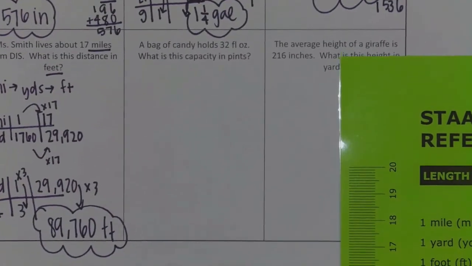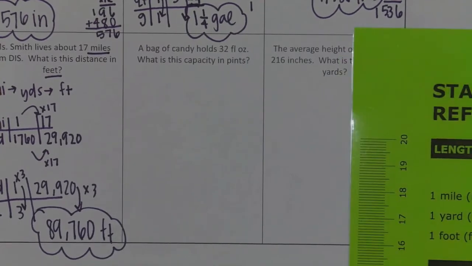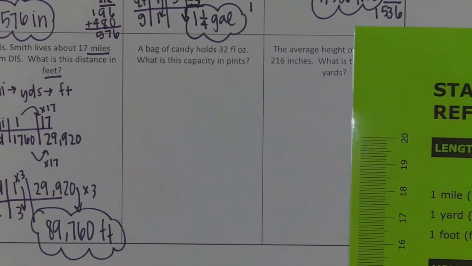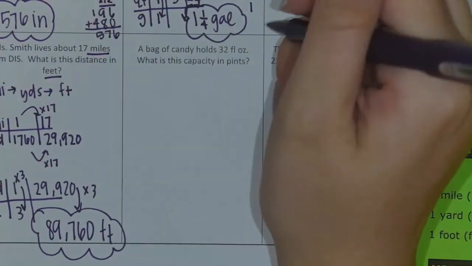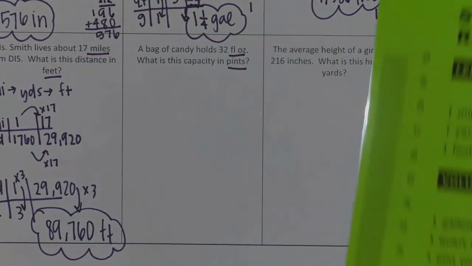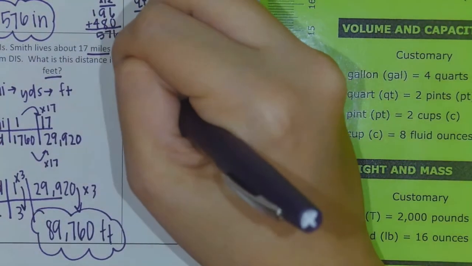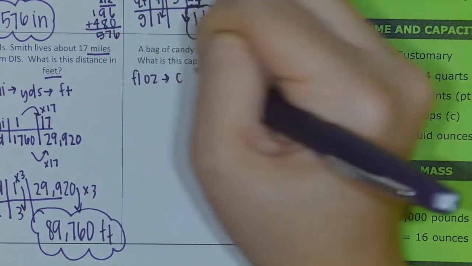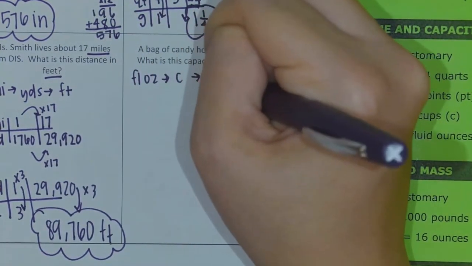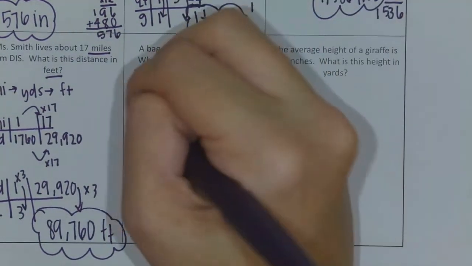All right, our next one says a bag of candy contains 32 fluid ounces, and I want to know what this capacity is in pints. So my best friends that I'm comparing here are fluid ounces and pints. According to my star chart, I can go from fluid ounces to cups, and then from cups to pints. Since I know the fluid ounces, this is where I'm going to start.